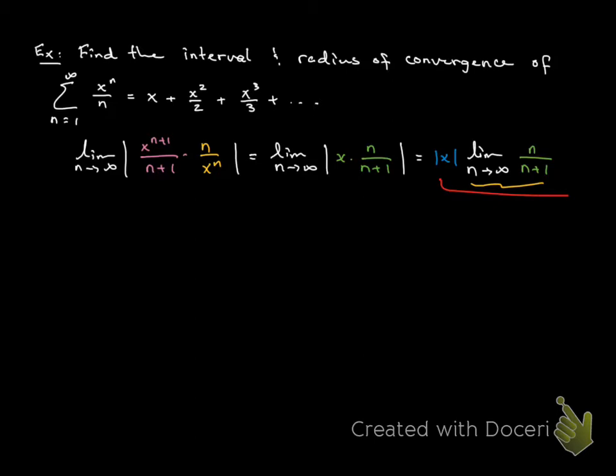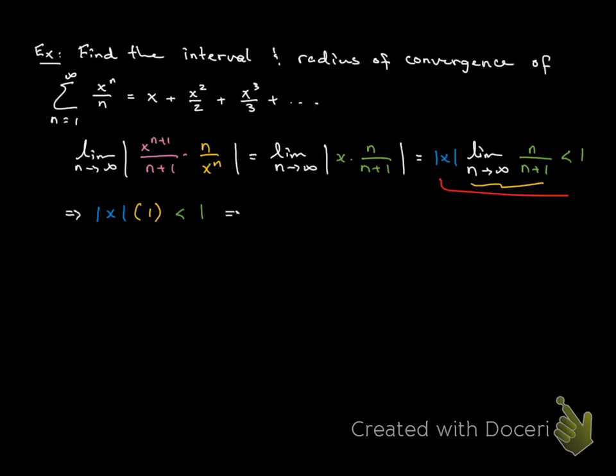So the limit as n goes to infinity of n over n plus 1, that limit is 1. So I have absolute value of x times 1 is less than 1. That whole thing is less than 1. Well, when is it less than 1? That's kind of what I have to find out.